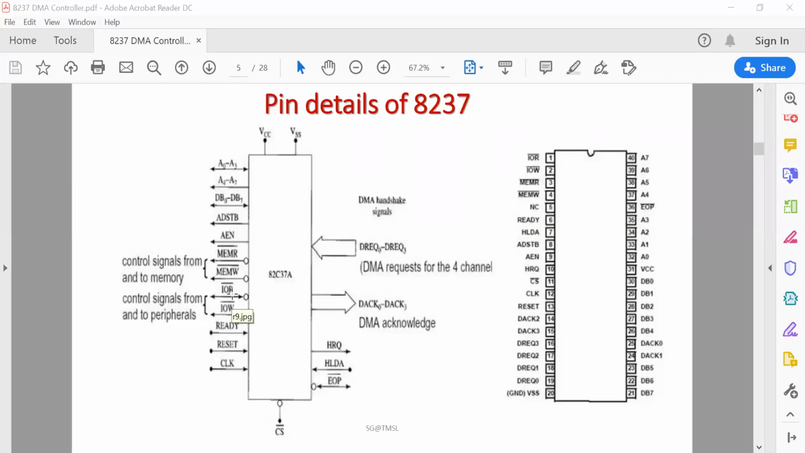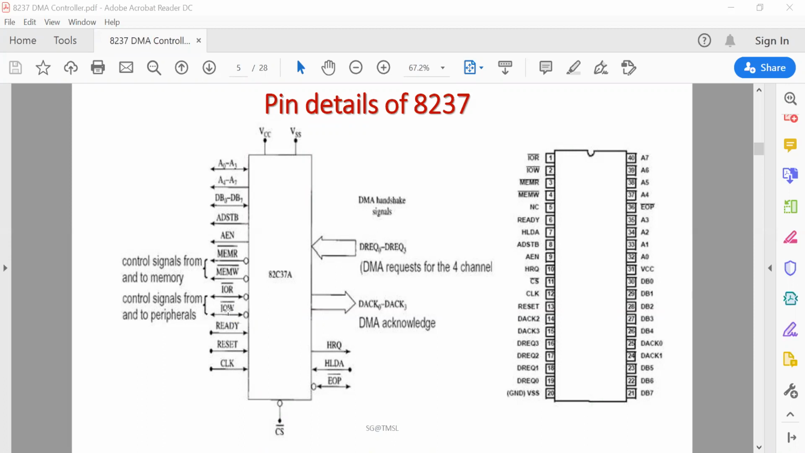Basically, IO read is a bidirectional active low line. There are 2 cycles in DMA operation: one is the idle cycle, another is the active cycle. In the idle cycle, or passive mode, this is an input control signal used by the CPU to read its registers. And what happens in the active cycle? It is an output control signal used by the 8237 to access data from a peripheral.